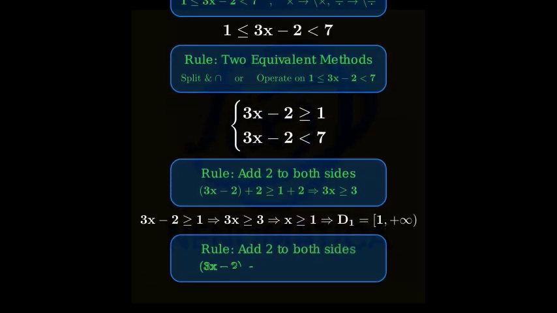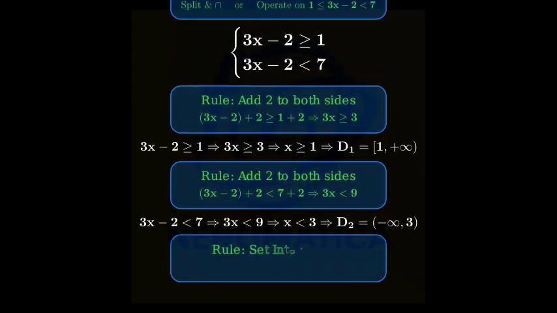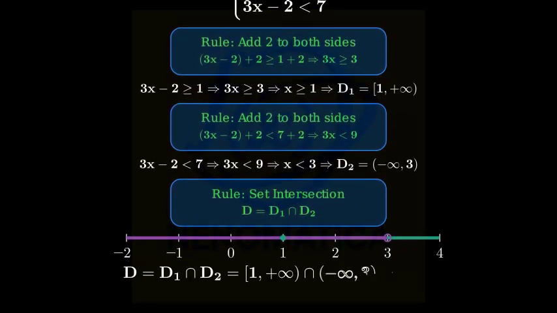From the second inequality, 3x less than 9, so x less than 3. Call this set D2, the interval from -infinity to 3 open. The solution is the intersection of D1 and D2, the interval from 1 closed to 3 open.